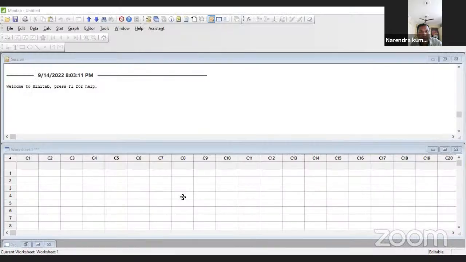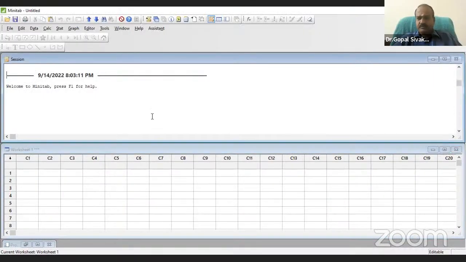Right. Now, do you all see my Minitab screen? All of you? Please confirm. Yes, sir. Visible, sir. You can see the Minitab screen.